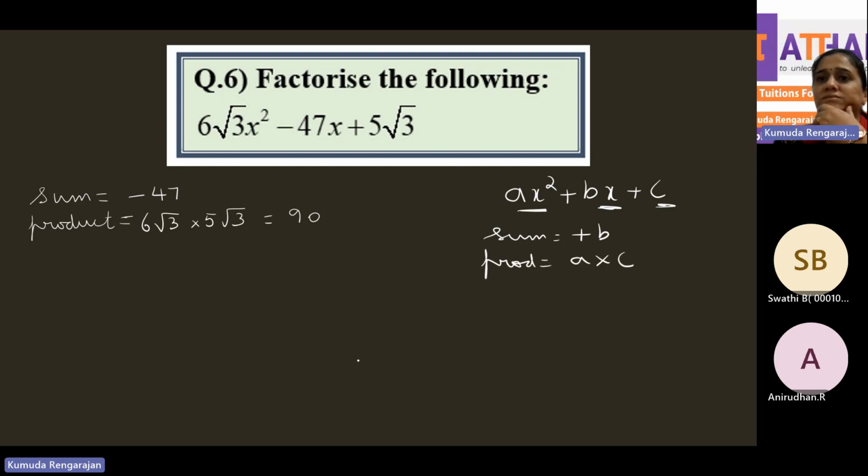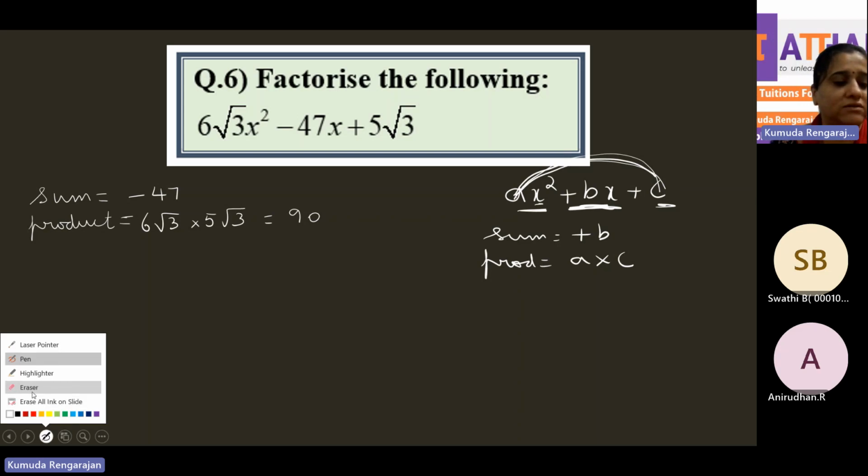A into c is the product. The coefficient of x is the sum. The product is the product of the coefficient of x square and the constant. So you can see here minus 47 is the sum, and the product will be the coefficient of x square, 6 root 3, into 5 root 3, which is 90.